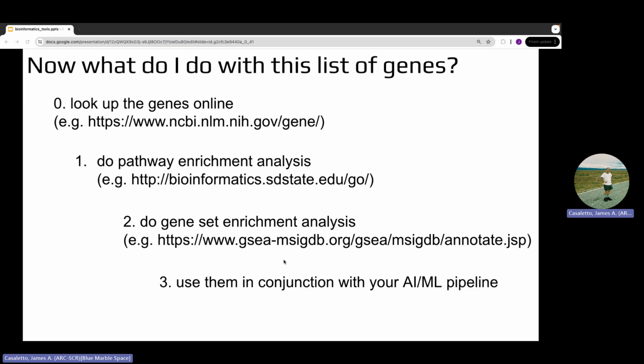Or you can do what's called pathway enrichment analysis, and there's a tool that we call ShinyGO that we're going to be looking at in this lesson. You can do what's called gene set enrichment analysis, and there's a tool called MSigDB for that, which we will also be looking at in this lesson. And then finally, you can also use them in conjunction with your AI/ML pipeline.